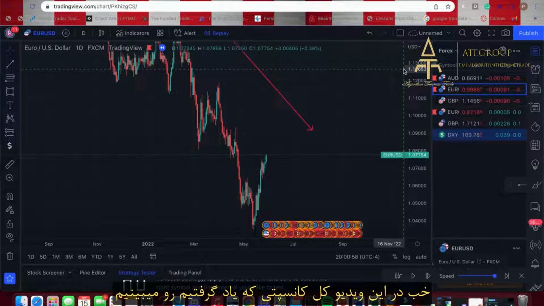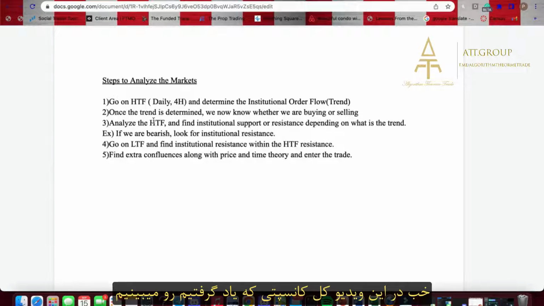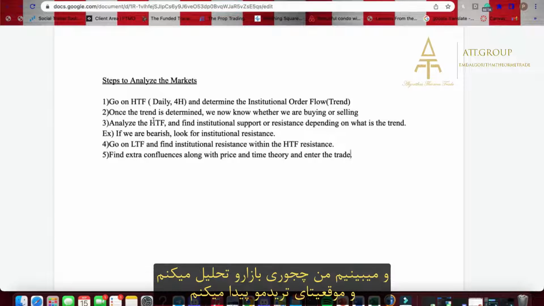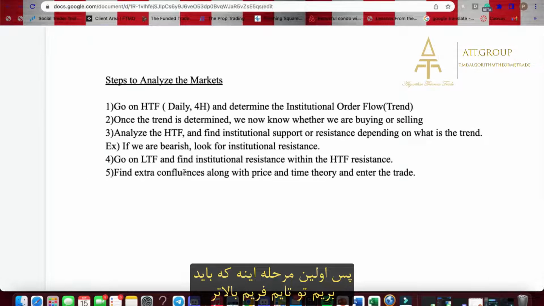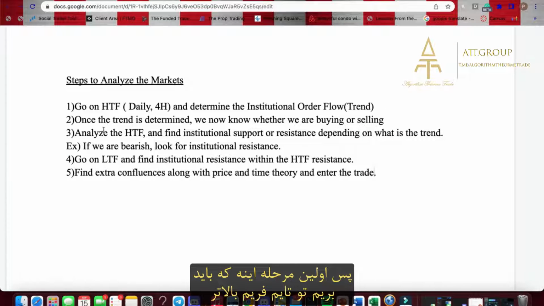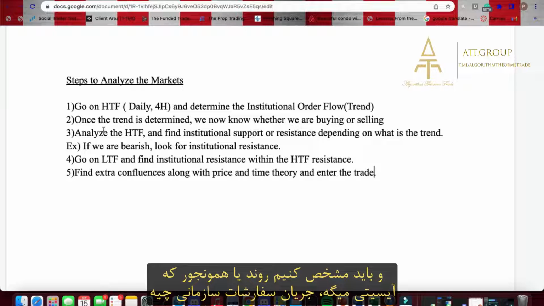Okay guys, so for this video we'll be tying up all the concepts that were just taught, and we'll be going over how I analyze the market and find my trade ideas. So the first step is we have to go on the higher time frame and determine what exactly is the trend, or the institutional order flow, as ICT says.